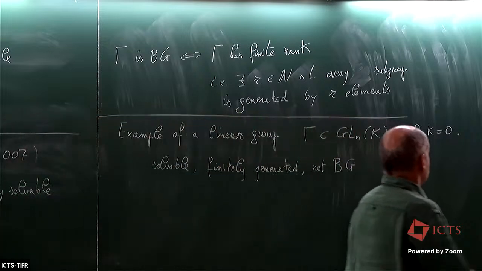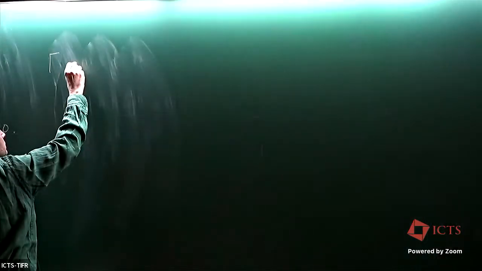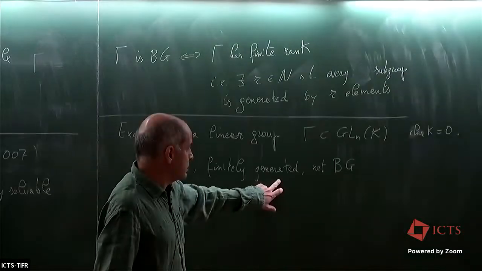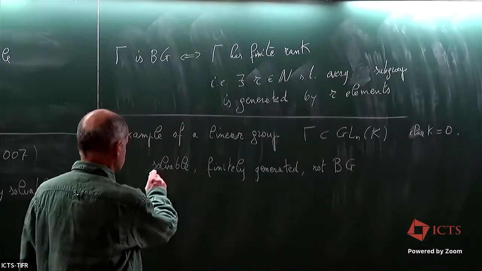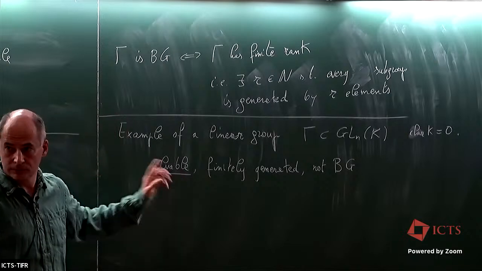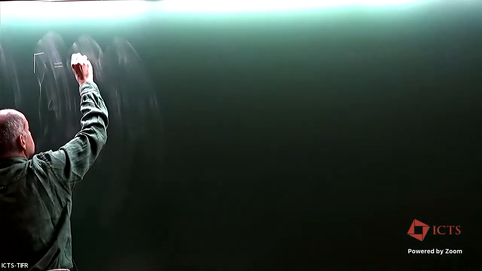And an example, which I'll show now, is similar to the polycyclic case. Finitely generated and not BG. Solvable. Here it's solvable, not polycyclic. And gamma is constructed in this way.